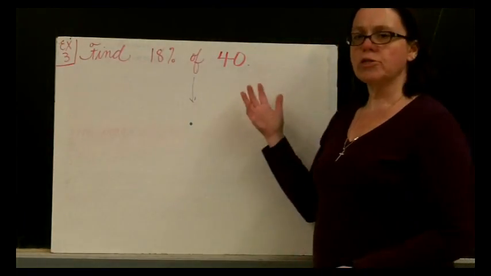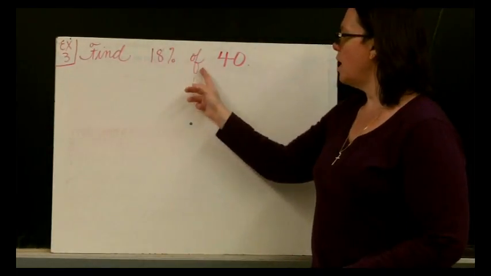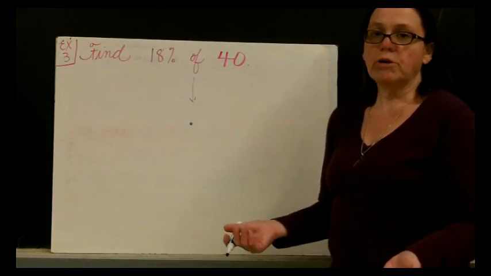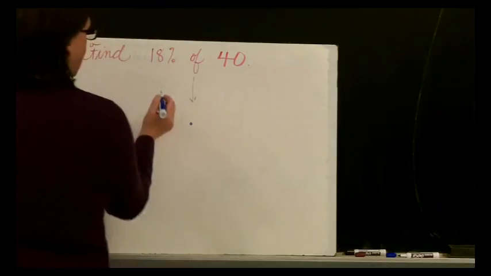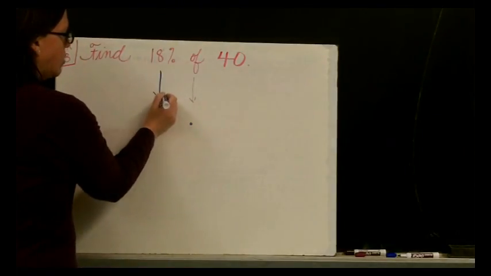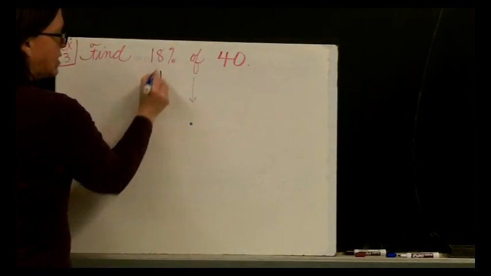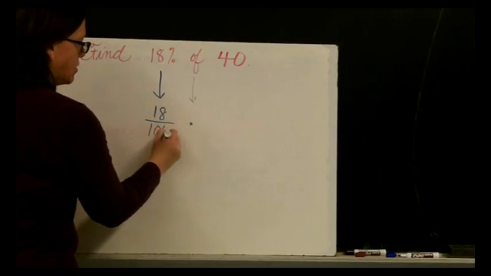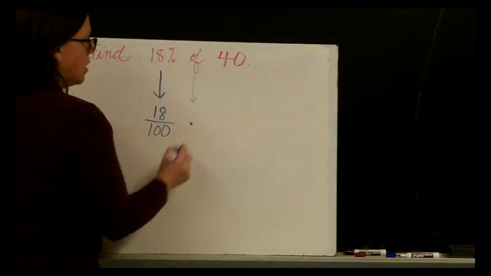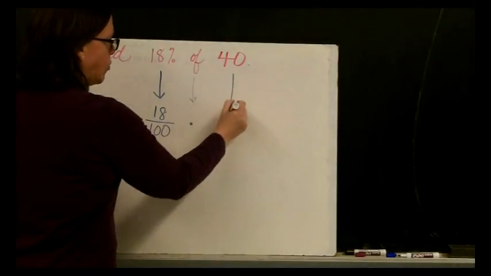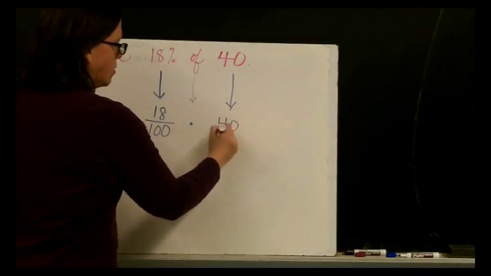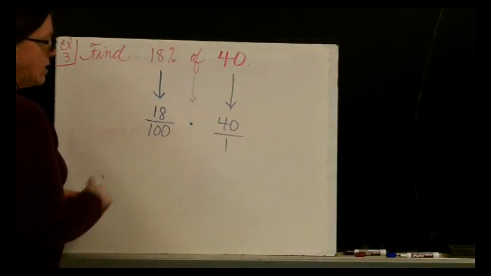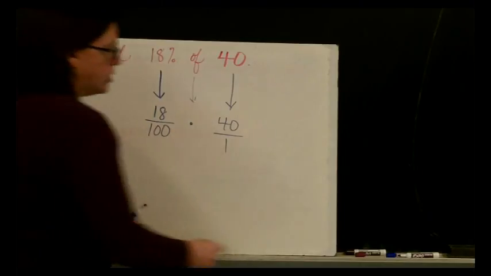So when you see directions that say find 18% of 40, it means that you are going to multiply. Well, what do you multiply? You take your percent and you convert it to a fraction. 18% is 18 parts out of 100. We want to multiply that by 40. Put the 40 over 1 just to make it easier. 18 hundredths times 40 over 1.